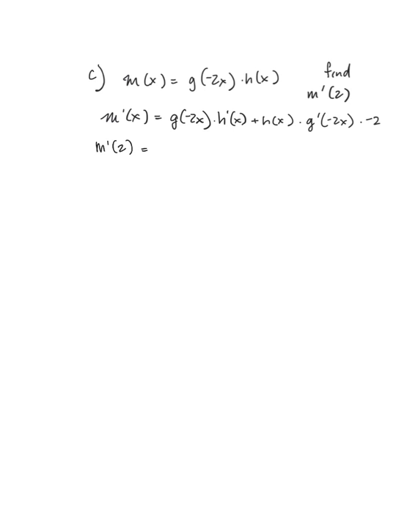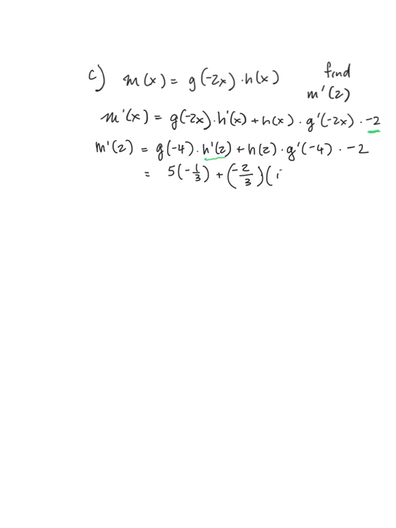Now we're going to plug in 2 everywhere there's an x. Not too tricky. Be careful with the negatives. You could probably put this -2 right here out in front if that helped. All my values of g are in the table. Remember, we found h prime of 2 in part B. Now, h of 2 is a little tricky. I'll talk about that in a moment.